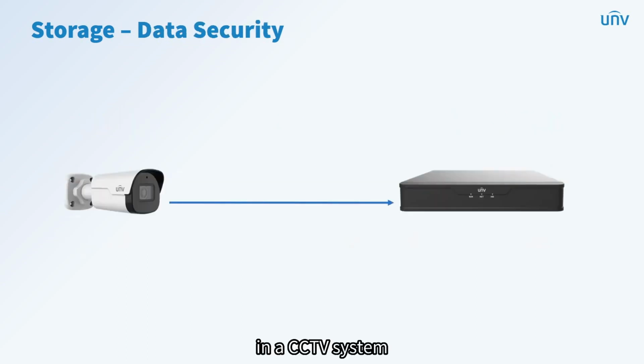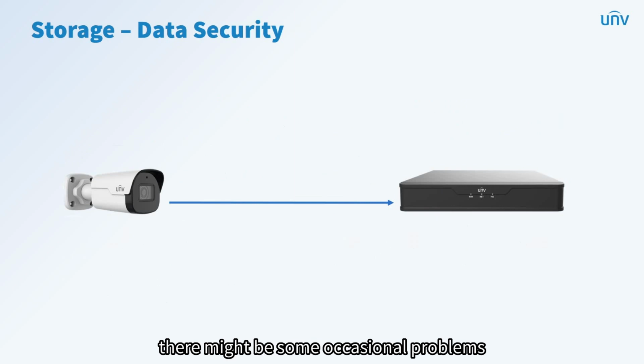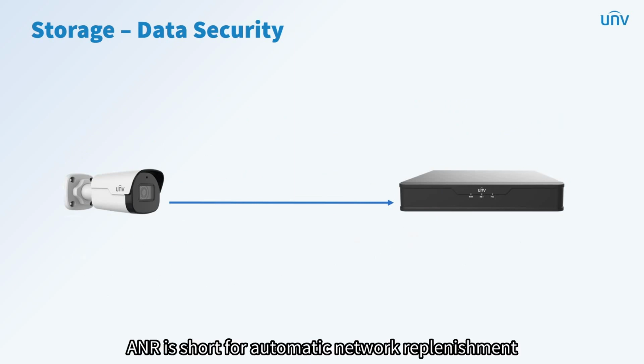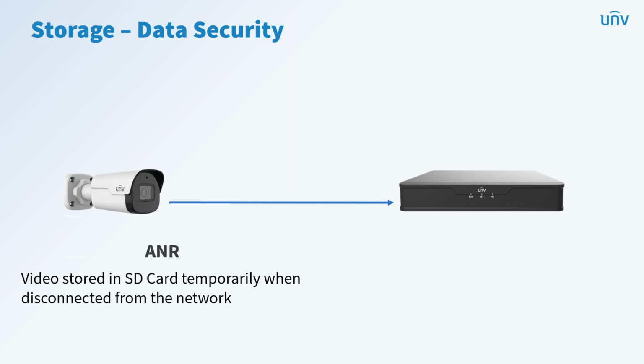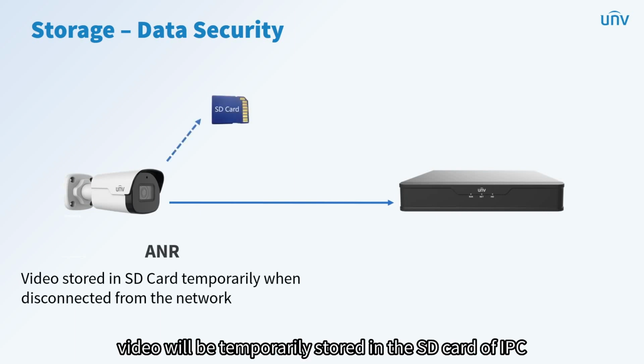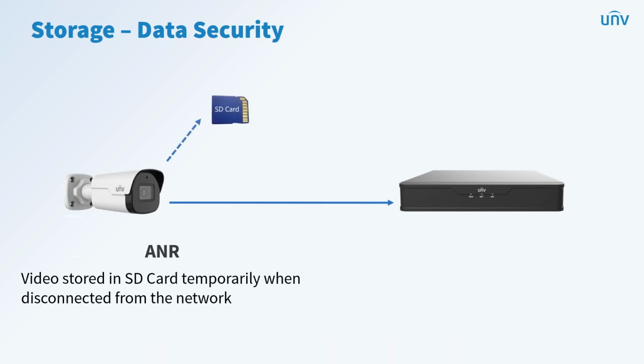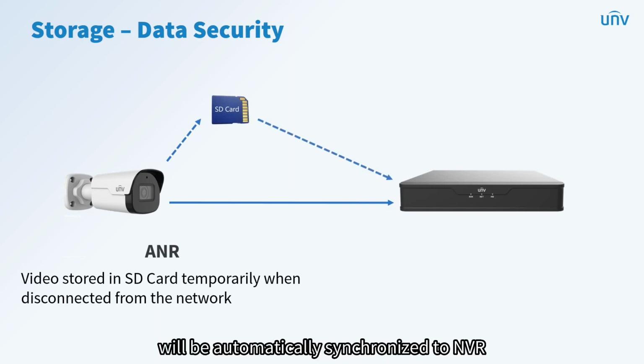In a CCTV system, there might be some occasional problems, such as network disconnection and power cut. ANR is short for automatic network replenishment. When network breaks down, video will be temporarily stored in the SD card of IPC. After network recovers, the recorded video will be automatically synchronized to NVR.